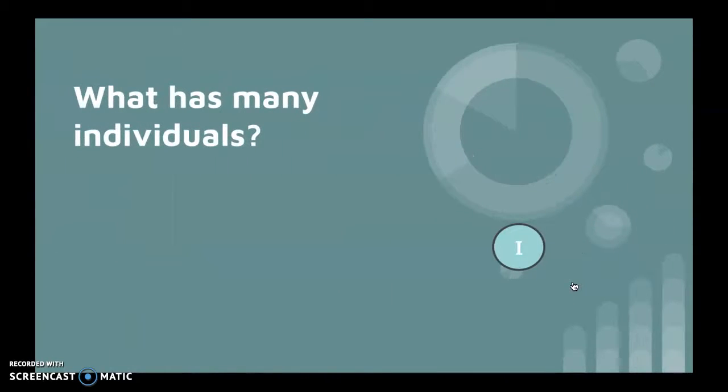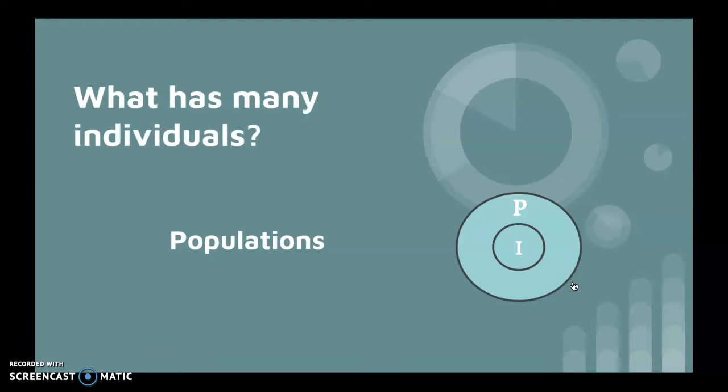What has many individuals? And what did you say? Did you say populations? Because if so, you are absolutely correct. Populations is many individuals. And to show that on our diagram, we add a larger circle with a P for populations. And remember, it's around individuals because populations include many individuals.